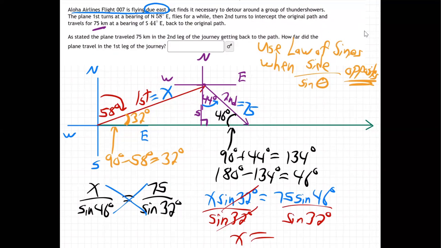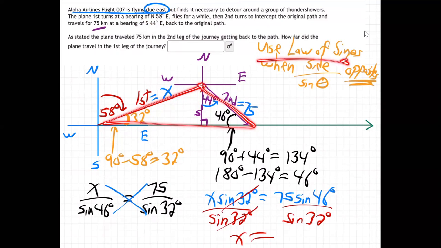So the key issue to remember is, first off, pay attention to due east. The plane is trying to fly due east, straight. Due east means straight east. And when they give you these little compass things, these bearing things, you've got to draw an axis system for each of those. And once you get a triangle, if it's not a right triangle, you know you're going to use law of sines or cosines. You'd prefer to use law of sines.